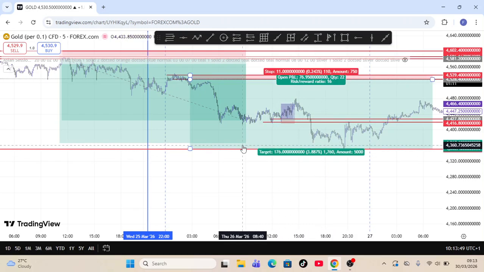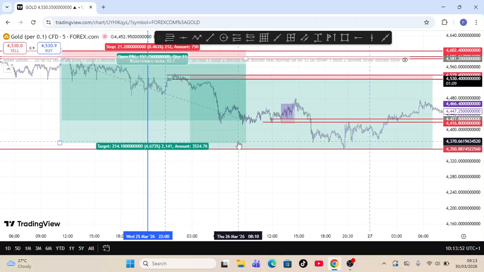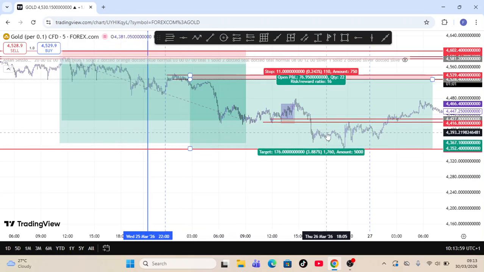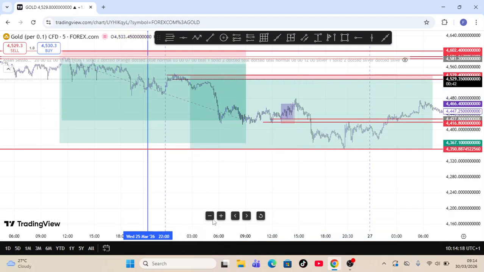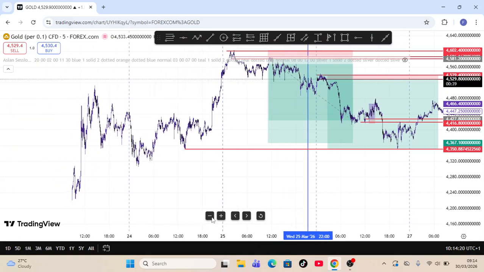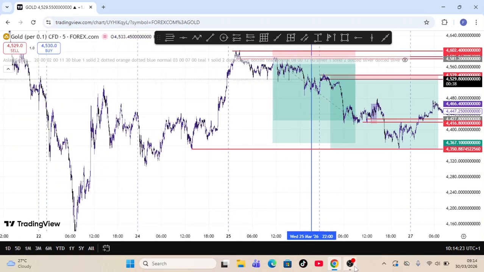This one hit TP around this place, which is Thursday, 4:40 or 4:30. And this one, it mitigated on what? Thursday, 1:45, and it hit TP on Thursday, 8:10. So this one, look at this one. It took only 1 day for you to get 1:16. So this is how I was able to catch these wonderful trades on gold.